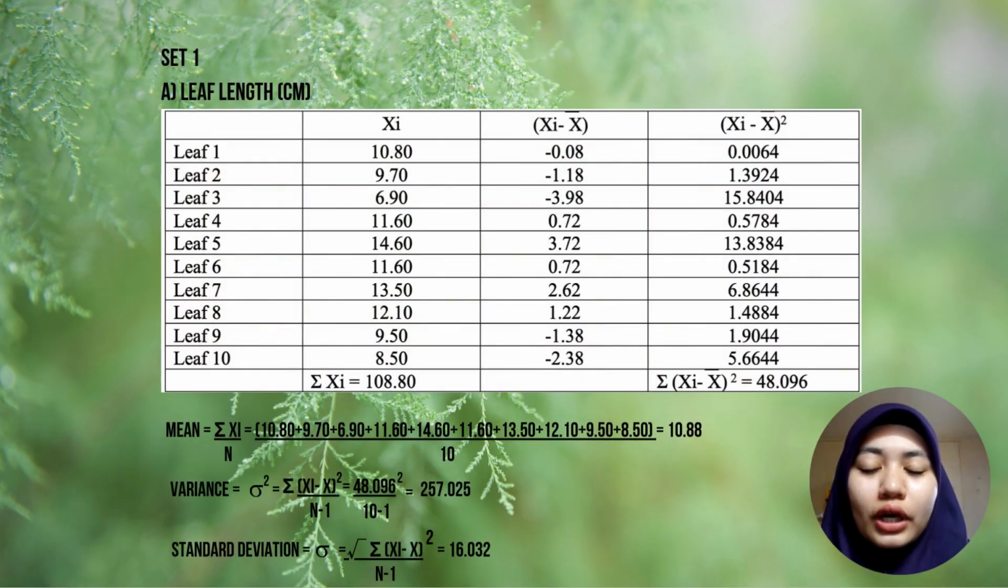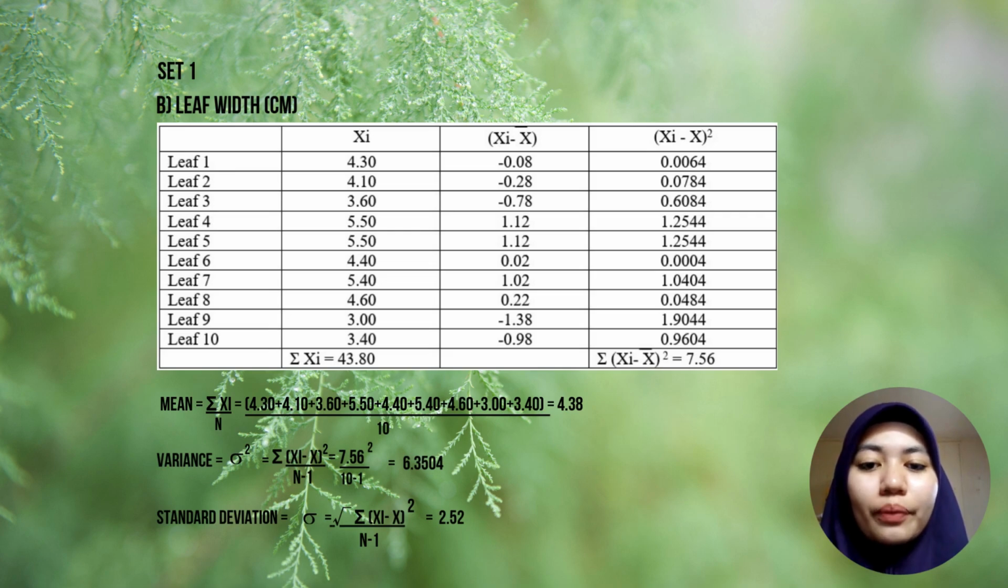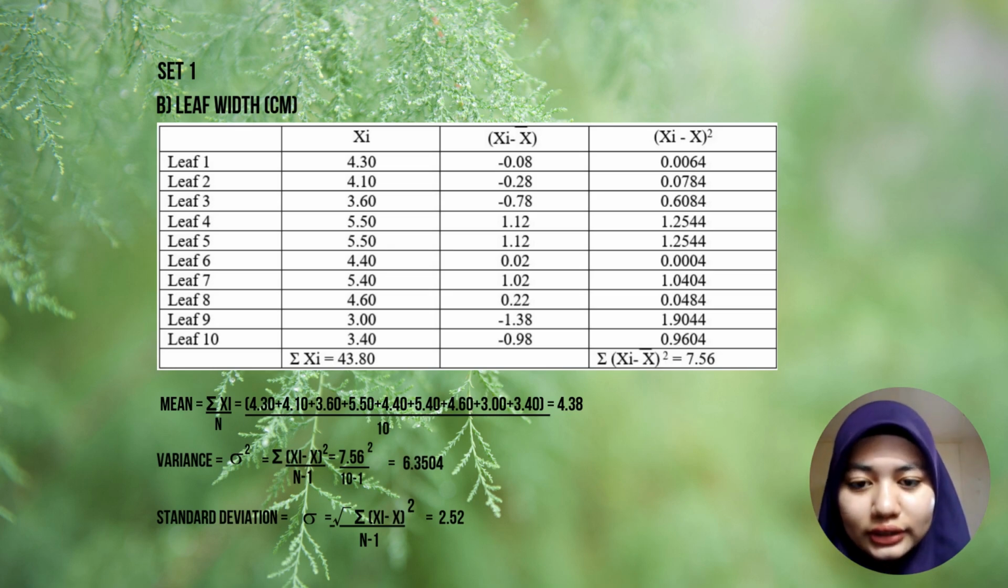So I will present to you the data that we have obtained. For set 1, the leaf length: the mean is 10.88, the variance is 257.025, and the standard deviation is 16.032. For the leaf width, the mean is 4.38, the variance is 6.3504, and the standard deviation is 2.52.